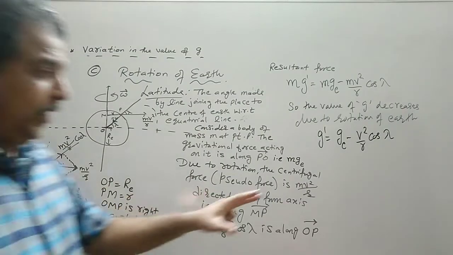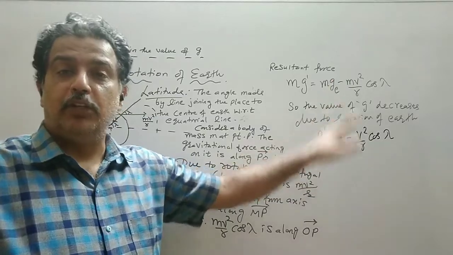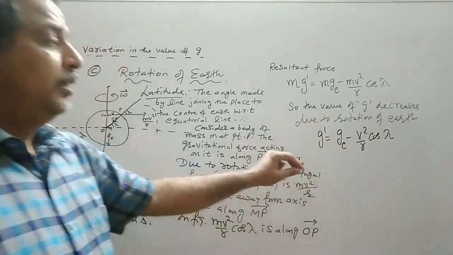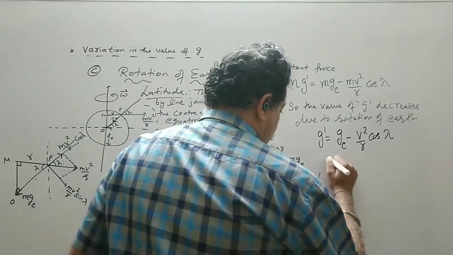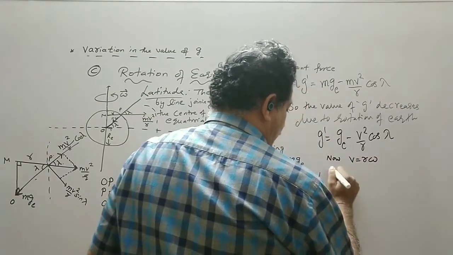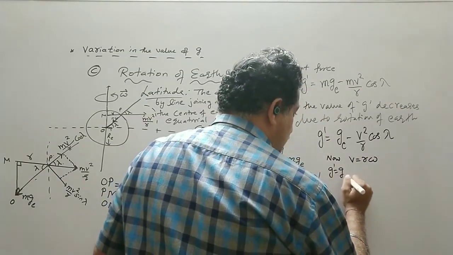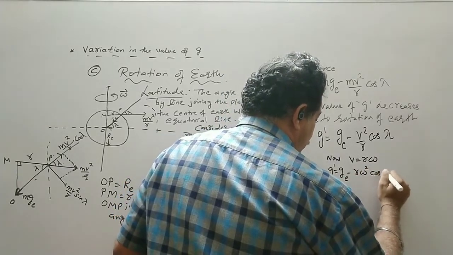Now from this equation it is clear that the value of G decreases. But by how much, or what is the percentage? So we substitute the value now. V is equal to R omega. Therefore G dash is equal to GE minus R omega square cos of lambda.